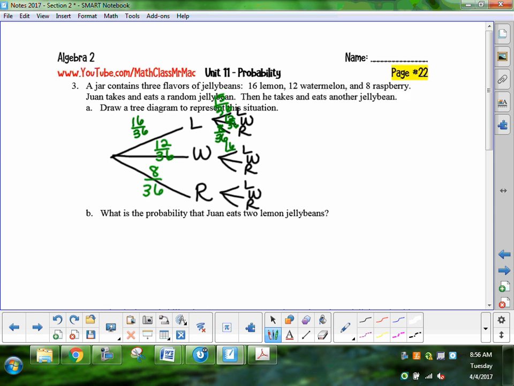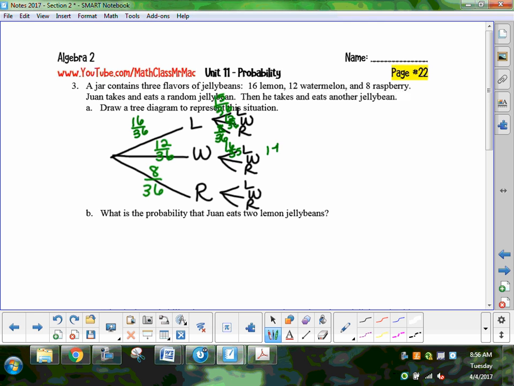16 out of 35. Getting a second watermelon would be 11 out of 35, and then a raspberry would be 8 out of 35. Over here, this stays 16 out of 35. Next one, watermelon, is going to be 12 out of 35, and then the raspberry is down to 7 out of 35. Questions on why those are, and they're good questions.